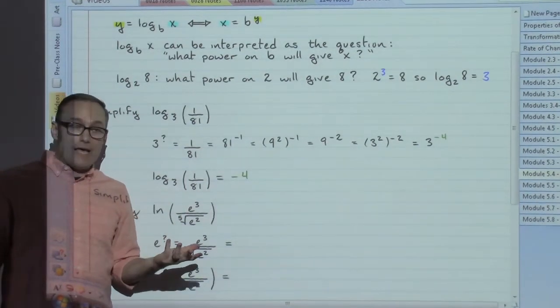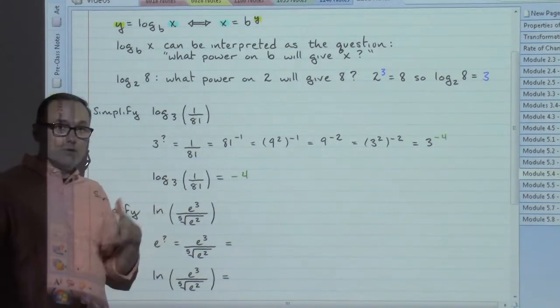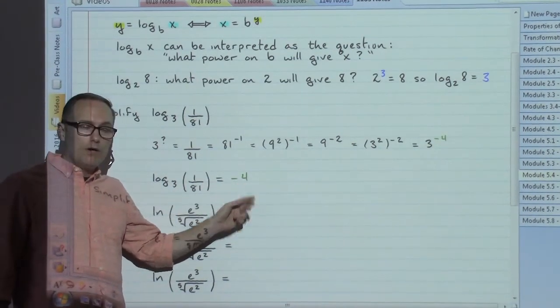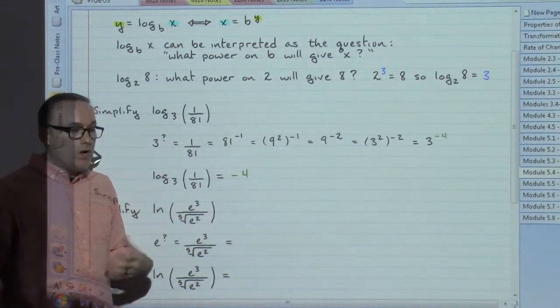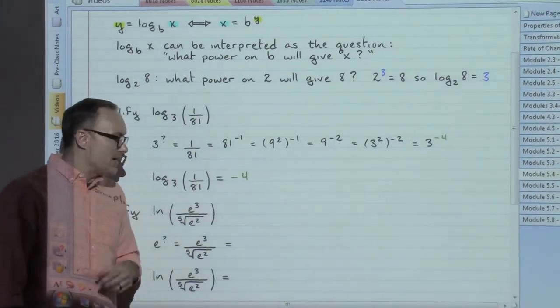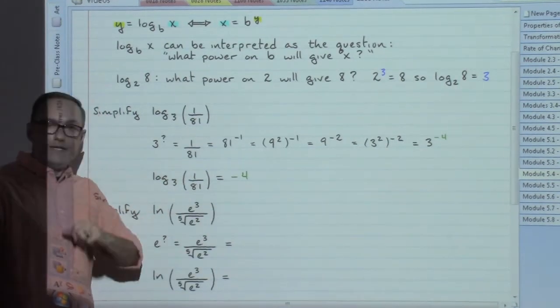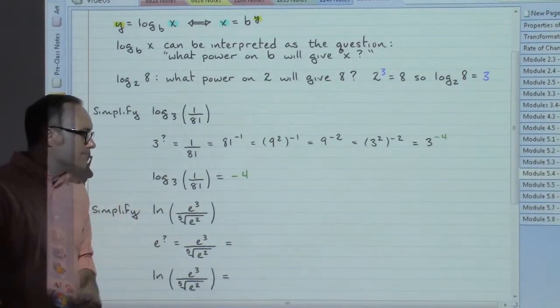And we can check that out and make sure. We can say, all right, well, let's try it. 3 raised to the power of -4. Does that give me a 1 over 81? And depending on how you want to check that out with your calculator, you got a few ways that you can do that. But yeah, that's what we got.